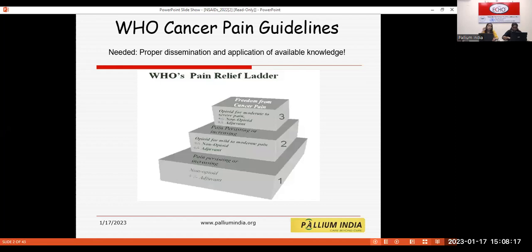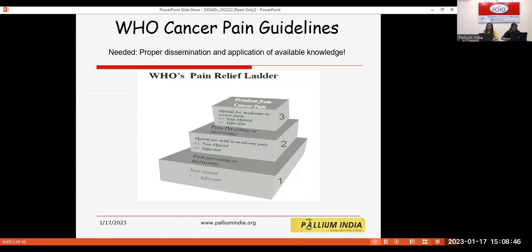Step 1 has non-opioids plus or minus adjuvant analgesics. Step 2 has weak opioid. Nowadays, we don't say weak opioid, we say opioids for mild to moderate pain. Weak opioids plus or minus step 1, plus or minus adjuvant. So you can give adjuvants in all the steps. You can give step 1 in all the steps. Is that clear?